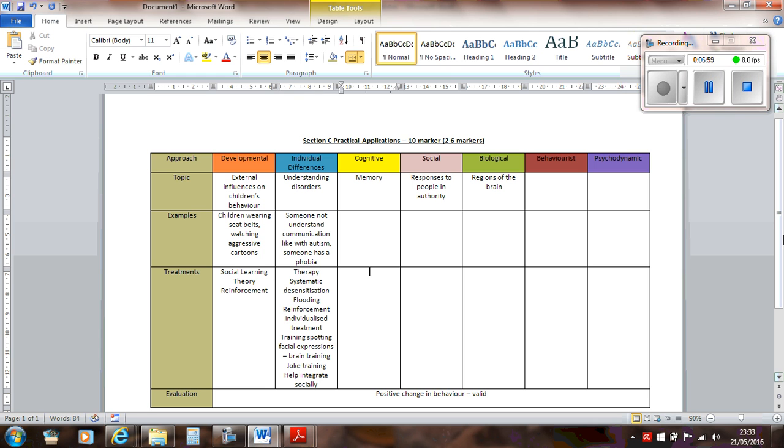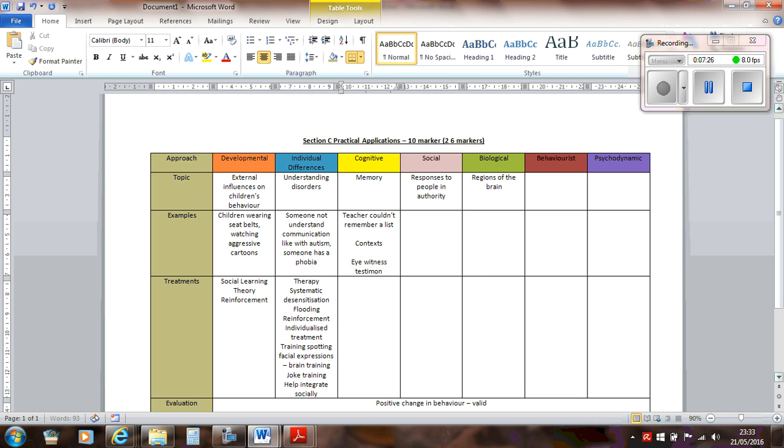So you've talked about all those different things. Examples of cognitive memory, it's going to be something to do with, I think the sample one was that a teacher couldn't remember a list, or it might be something to do with different contexts. It could be to do with eyewitness testimony. So like what would you do? Like a teacher can't remember a list. Again, you could have some training.